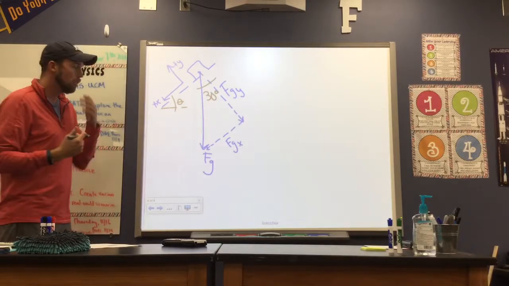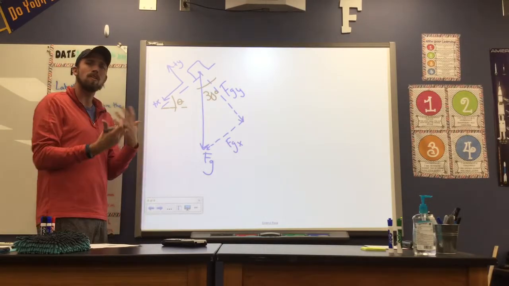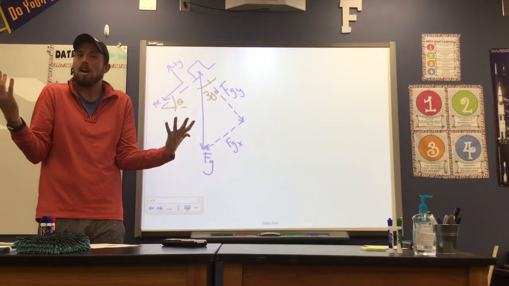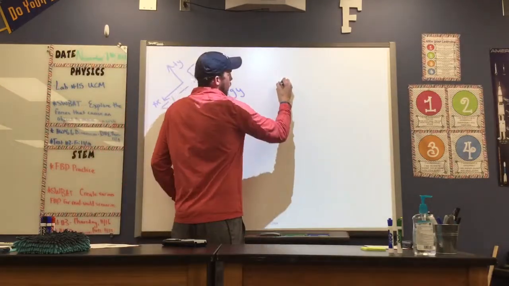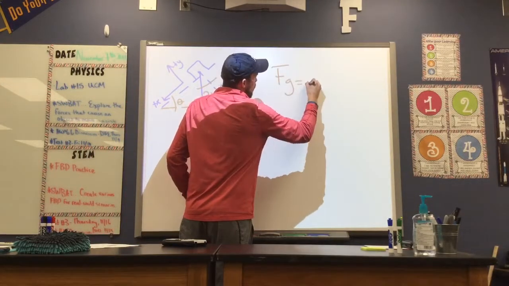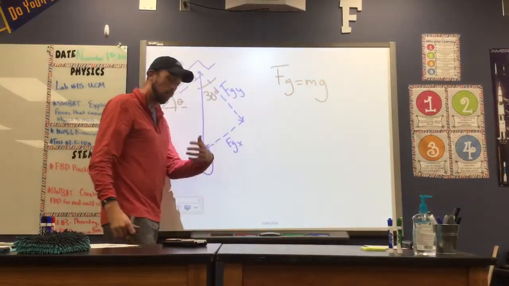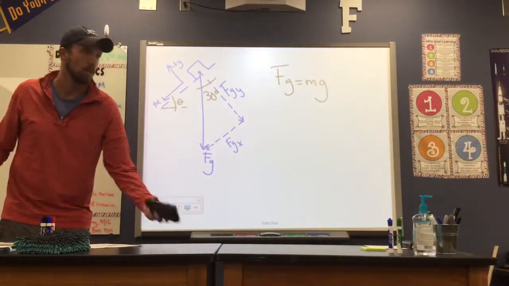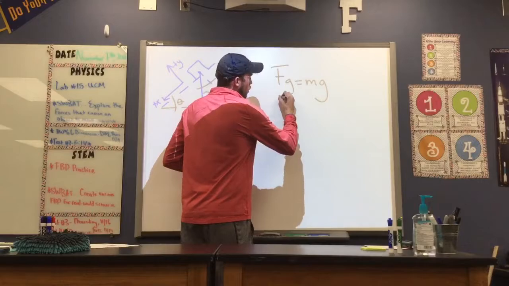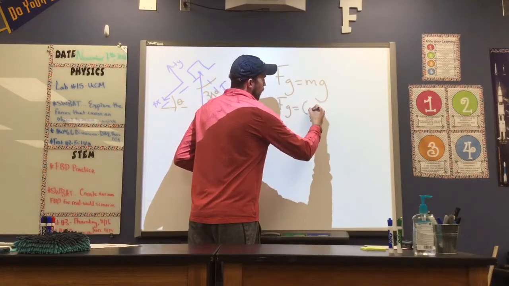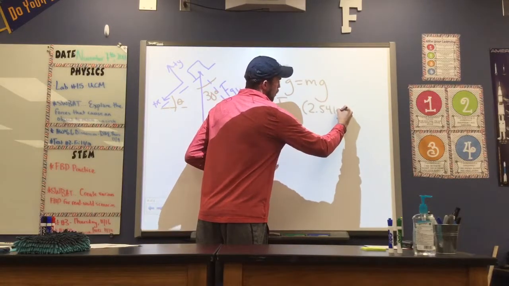So I have an angle, and I need to find one of these forces. What is just our force of gravity overall? If you remember, our force of gravity, Fg, is just mass times g, our acceleration due to gravity. Our mass, we were told, is 2.54 kilograms.